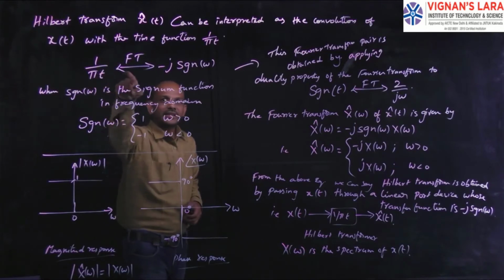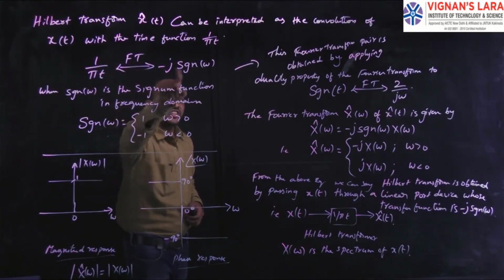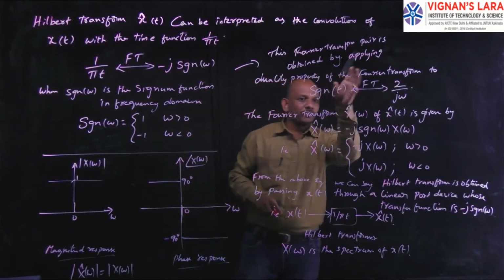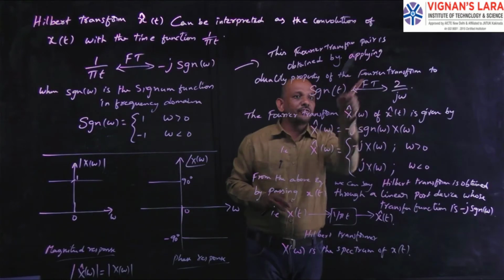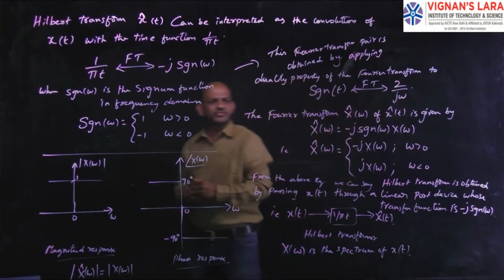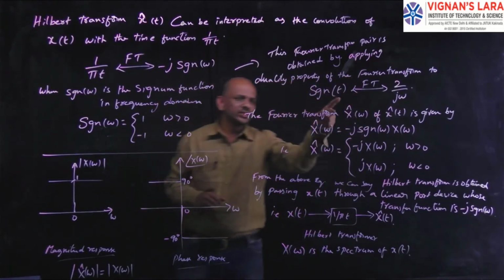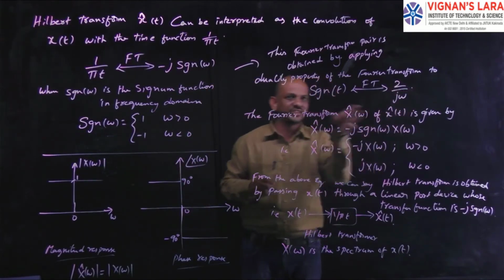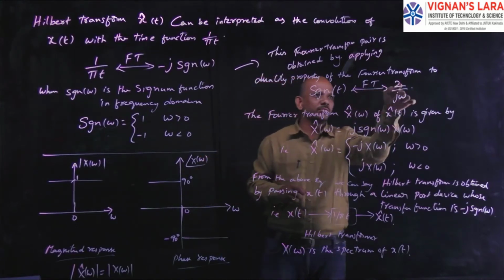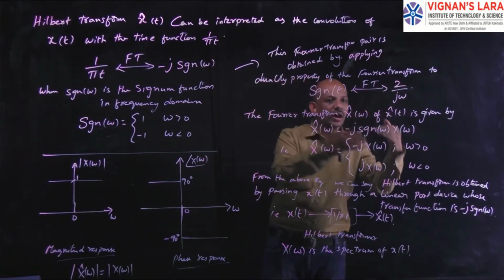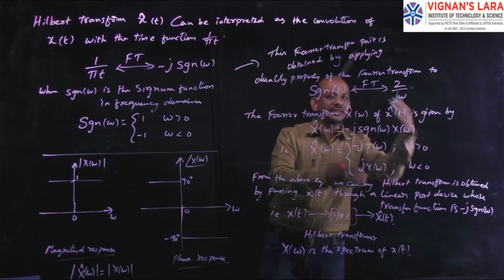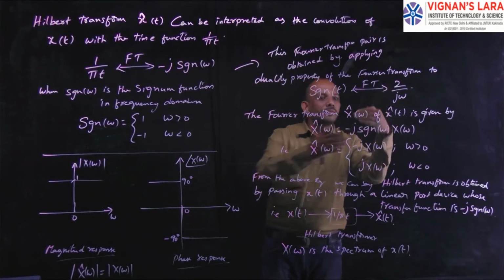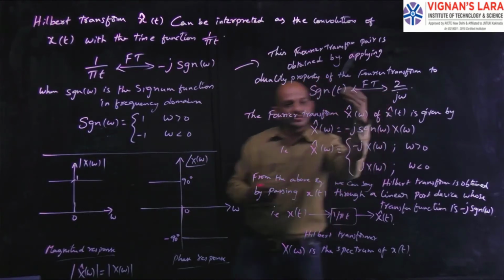How did we get this? This 1 by pi t having a Fourier transform minus j sgn of omega is obtained by applying the duality property to the Fourier transform of the signum function. You all know the Fourier transform of the signum function. I already proved this. The signum function has a Fourier transform of 2 by j omega. So I am considering sgn of t having a Fourier transform 2 by j omega. If we apply the duality property to this, then I will get this one. So you have to prove it by applying the duality property.